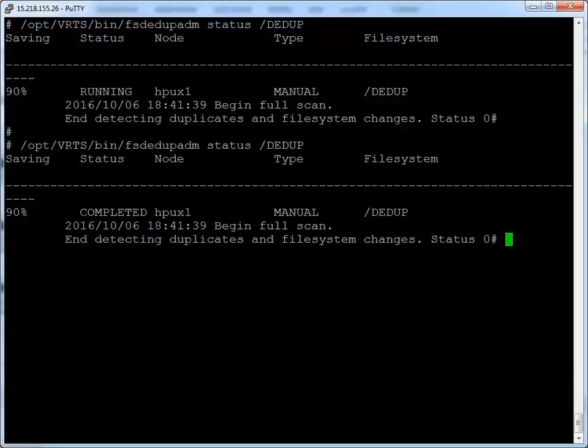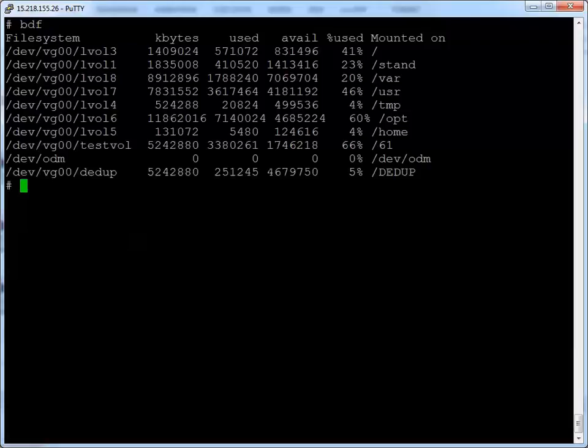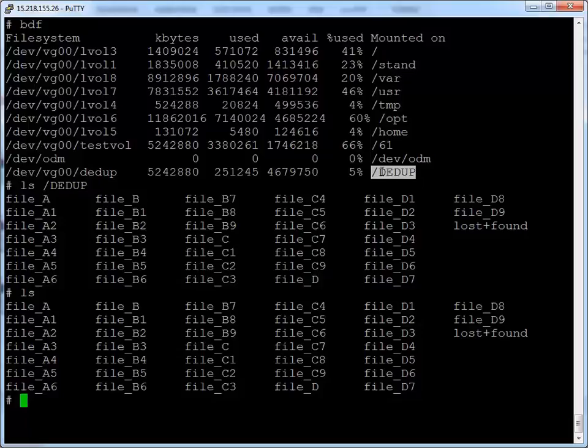Now if we go back to the file system, you can see that the amount of free space available has increased and the used percentage has reduced from 51 to 5%. If we look at the contents, all the contents still remain the same. The file sizes also still remain the same, but we have achieved a lot of space savings in terms of the storage.